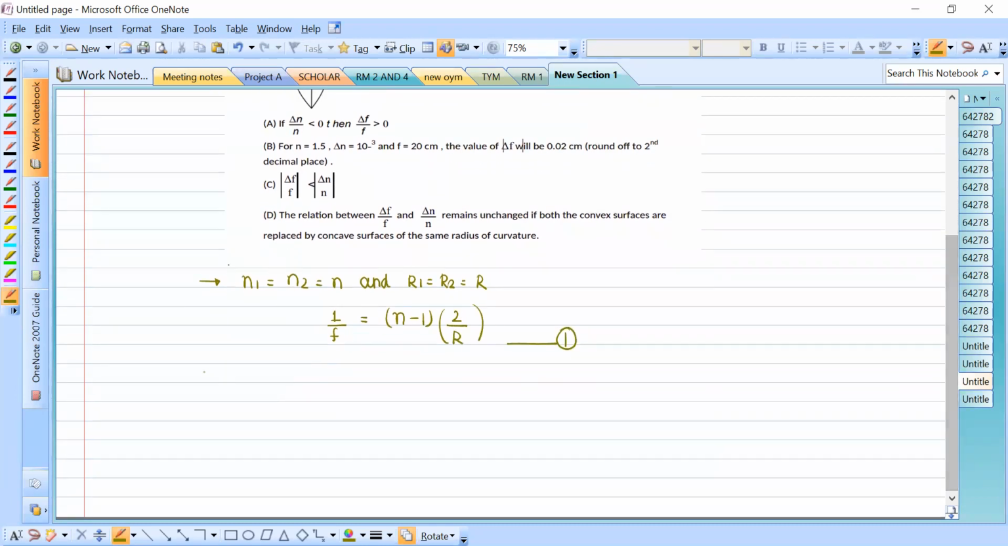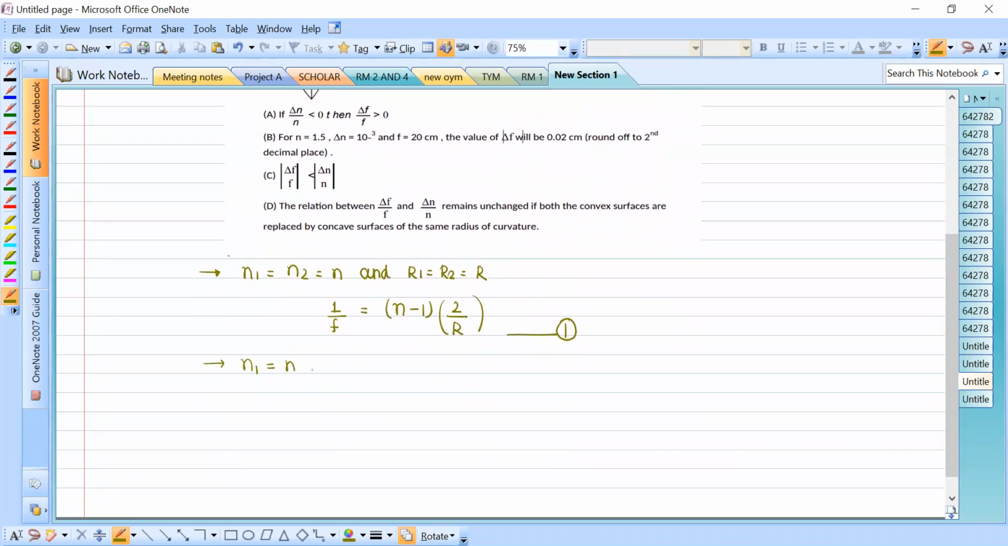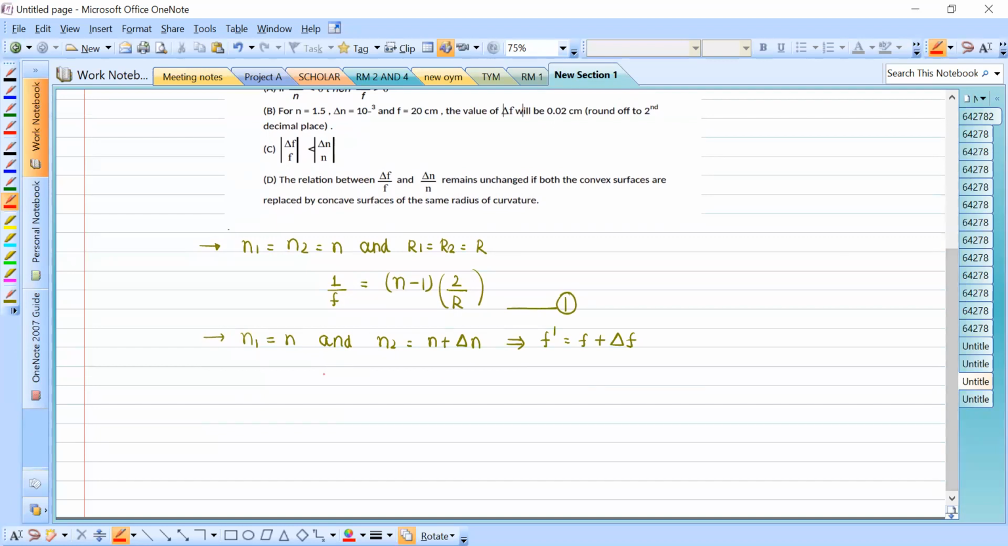Now let's see, we have n1 as per our question, so n1 equals n and n2 equals n plus delta n. Okay, so our focal length will be f plus delta f. So first we will write down the formula for this delta f. So 1 over delta f, we can simply say n plus delta n minus 1, I am writing down only for this one side of the equation, so this will be only 1 over r.